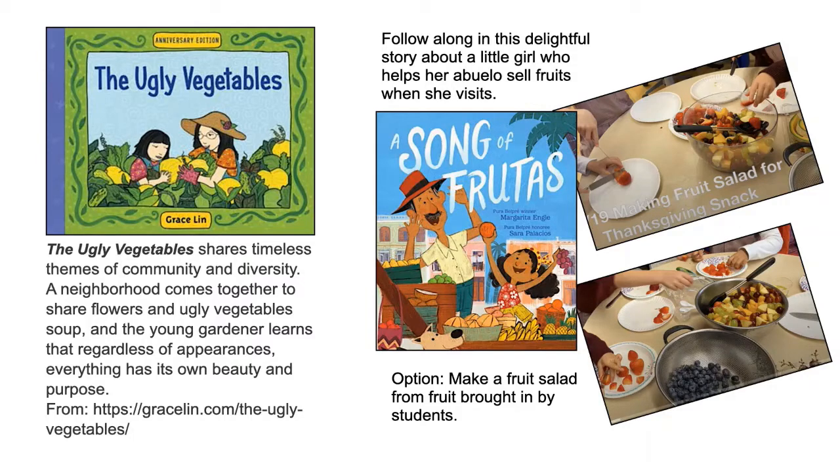Another option if growing vegetables is not possible is to ask students to bring in fruit for making a fruit salad. Read aloud A Song of Frutas as a companion piece. Invite families to send in fruit. We shared our fruit salad at a Thanksgiving snack with second graders.